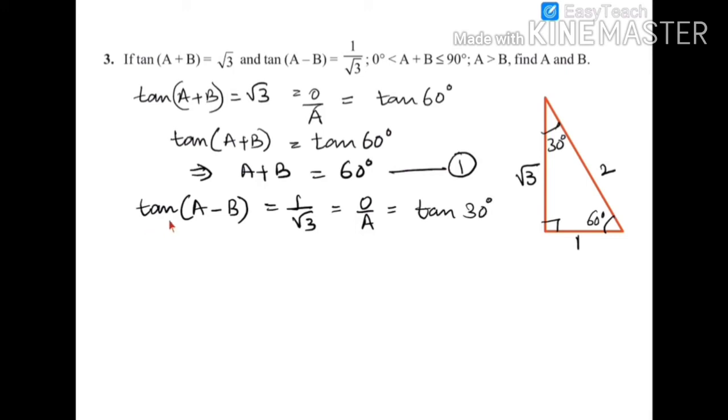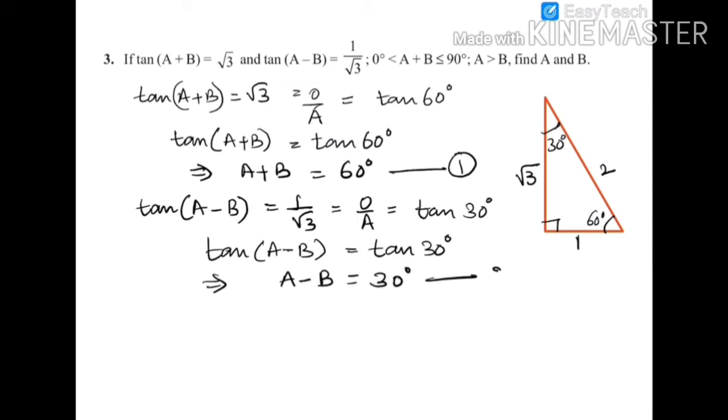Again remember, we have to write only the ratio for tan of an angle on both sides. Only then we can equate their angles. So tan(a minus b) equal to tan 30 degrees implies a minus b is equal to 30 degrees. Mark this equation as 2.